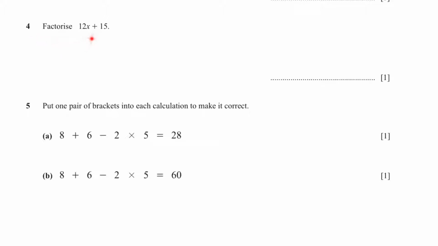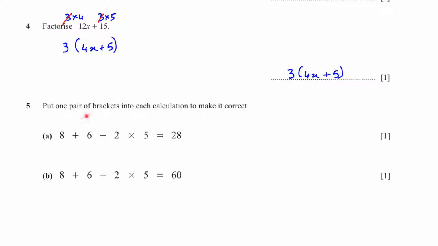Question number 4, factorize. We have been given two numbers, 12 and 15. 3 times 4 is 12 and 3 times 5 is 15. So what is common? 3 is common, correct? So that number we will write outside the bracket. What number is remaining here? 4. And there is also an x. And because we factorized the 3 out, what number is remaining? 5. That is what we are going to write here. So this is how you factorize the numbers.